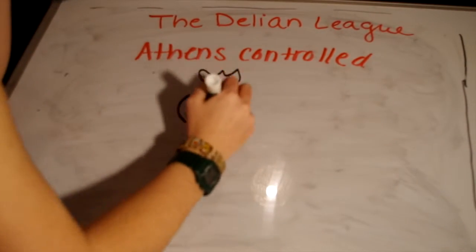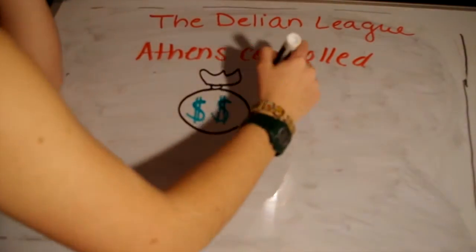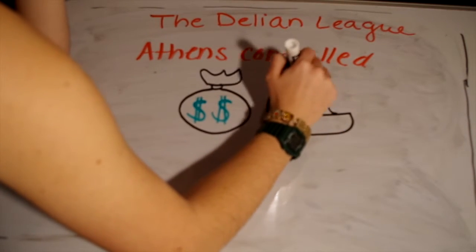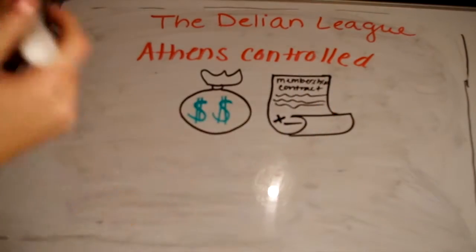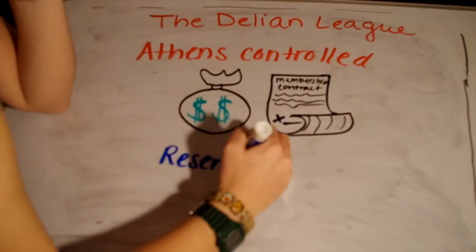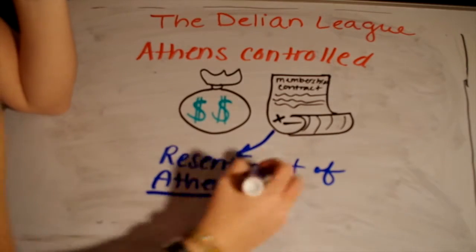Athens dominated the League. It controlled the treasury, using money for the League to rebuild Athens. Athens forced city-states to remain in the League even when they wanted out. This formed a lot of resentment towards Athens from other Greek city-states.